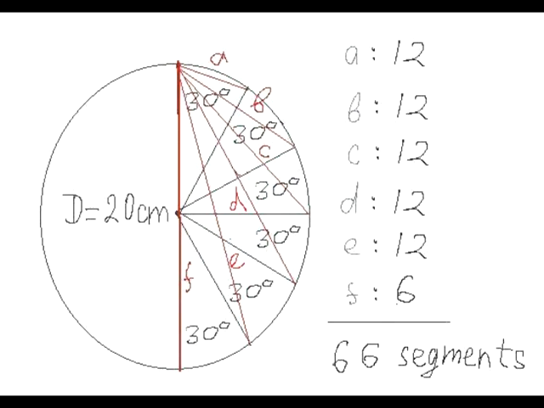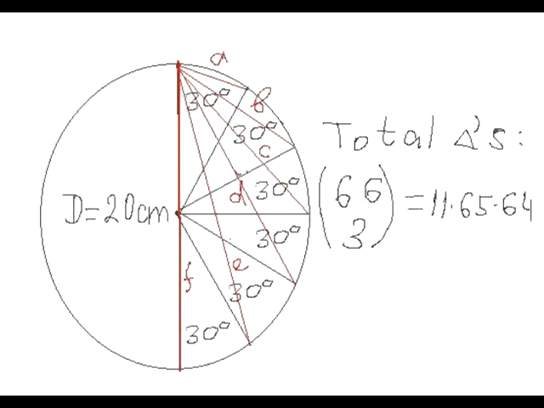Now we can count the number of segments of each length and calculate the total number of segments. Since the 12-gon has 12 vertices, there are exactly 12 segments of length A, 12 segments of length B, 12 segments of length C, D, and E. And there are exactly 6 segments of length F, since after rotating a diameter 6 times, we obtain the entire set of all diameters. So the total number of all segments connecting vertices of a 12-gon is 66.